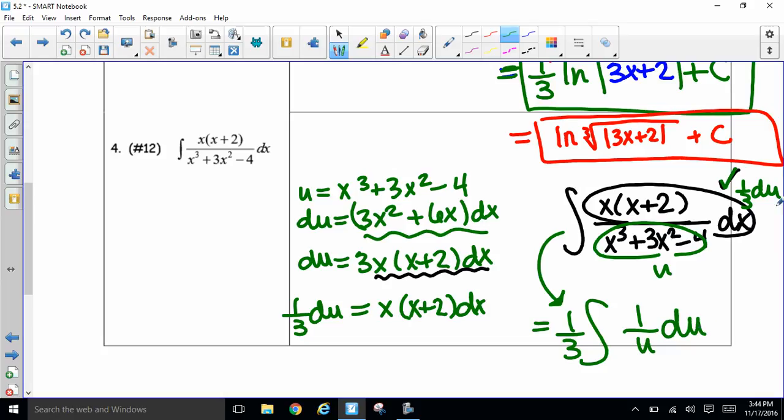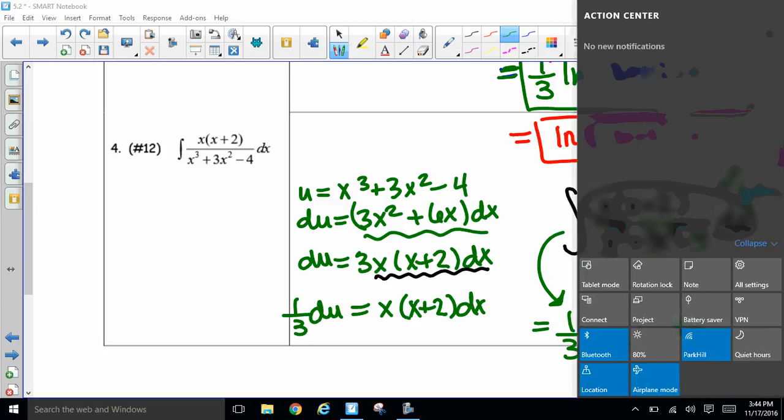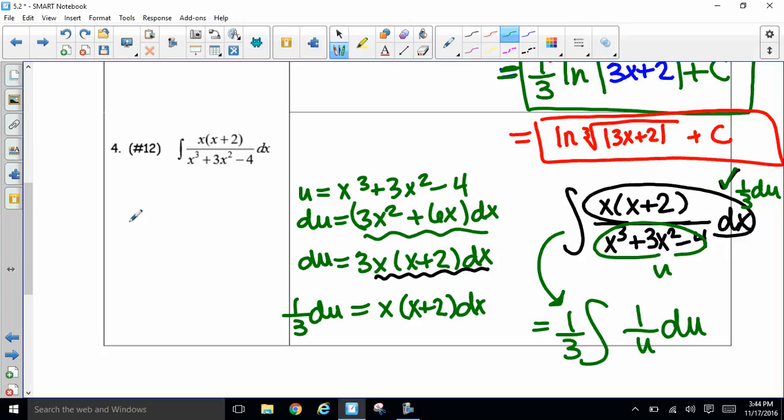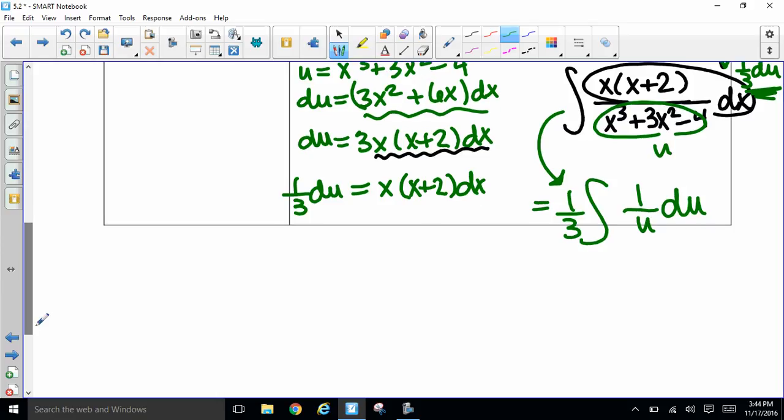We took the 1/3 out in front, and then we now have the du part over here, and that left nothing else on top, so that's why it went to a 1 over u. All right, so then we integrate. So this equals 1/3 natural log absolute value of u plus c.